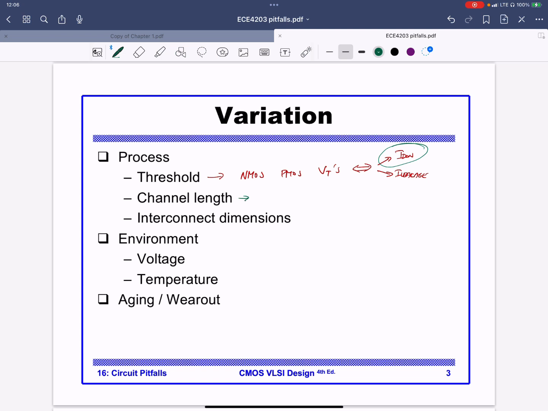Channel length itself is sort of a geometric effect. And you also have to remember that our main knob for changing the current was mu Cox, and then the voltages and so on. This is for the saturation voltage. But the current is a strong function of the length. So if there's a change in this length, depending on the process, the baseline current's going to change.